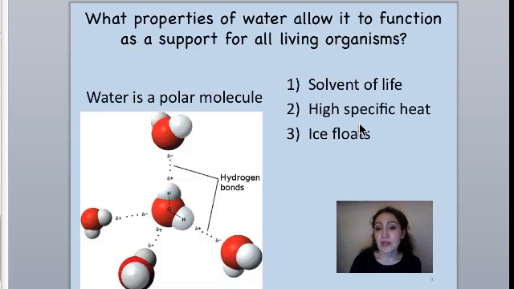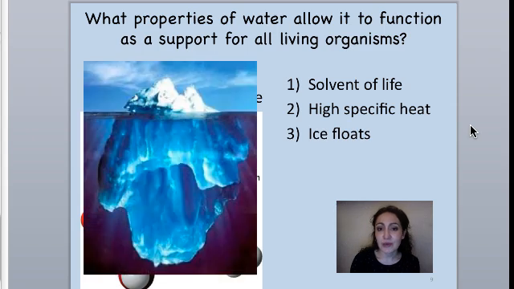So the third major property of water that's really important to life is that when it turns to a solid, it actually is less dense than when it's in its liquid form. So ice floats. Everyone is aware of this. Now let's look at the actual structure of why that's true. Oh, before we do that, this is just a really big iceberg of water I wanted to show you.